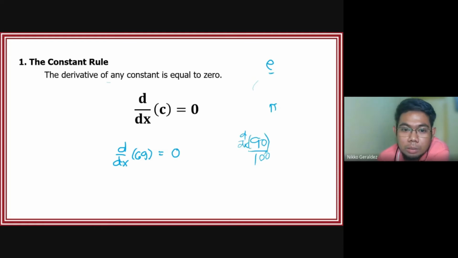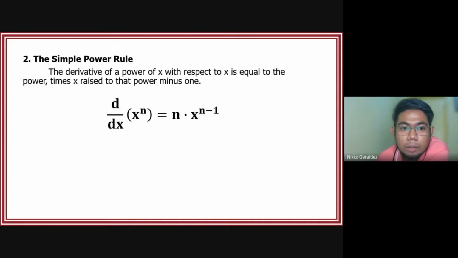Okay, so sad. Number 2, simple power rule. The derivative of a power of x with respect to x is equal to the power times x raised to that power minus 1.